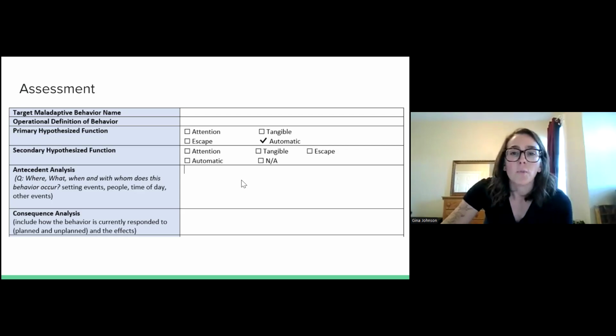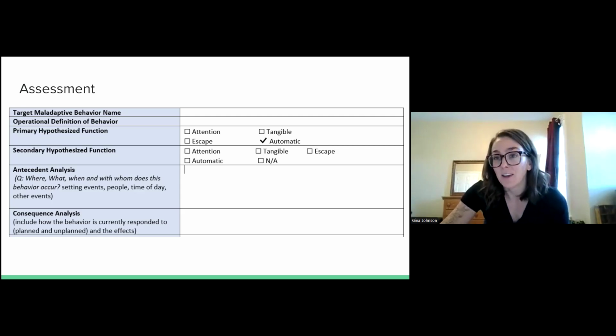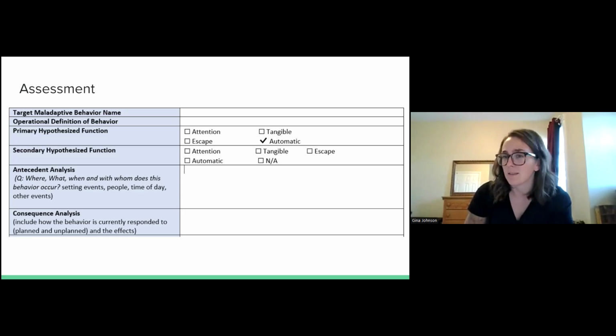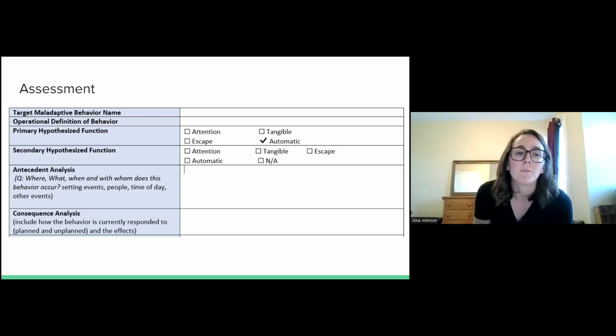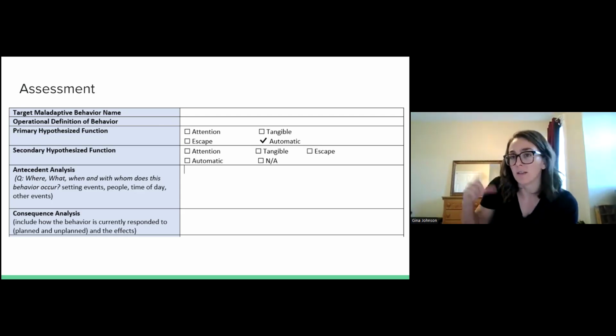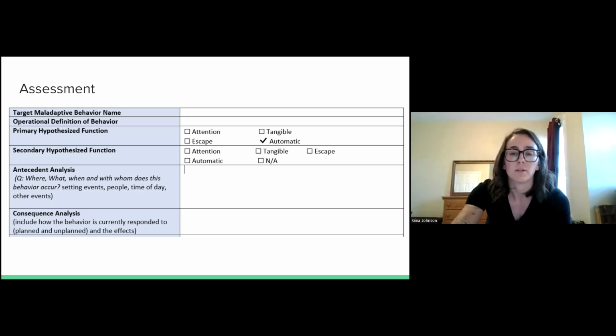analysis. So if automatic is in here, either primary or secondary, I want to hear some of those things that we just talked about. I don't want to hear, well, demands are being placed, that's my antecedent analysis, and then say that seems like it's pointing towards a different function, like an escape function. So if you think it's automatic, we should be explaining in the antecedent and consequence analysis why that is, using those pieces that we just talked about. So it's a little note for your FBA.